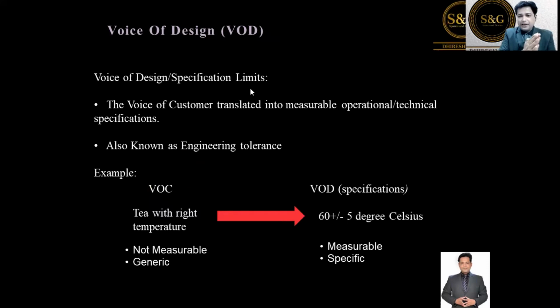So after we identify the CTQ, then we finalize the specification limit, which is called voice of design. Voice of design is nothing but specification limits. Okay. Can somebody type or can somebody unmute and tell me why specification limits are required?